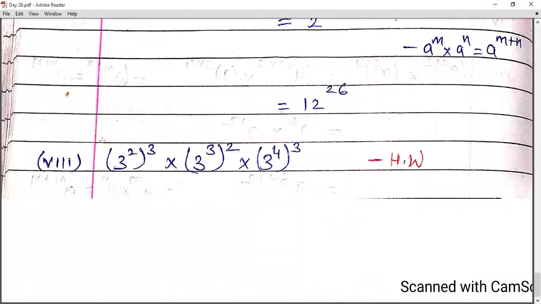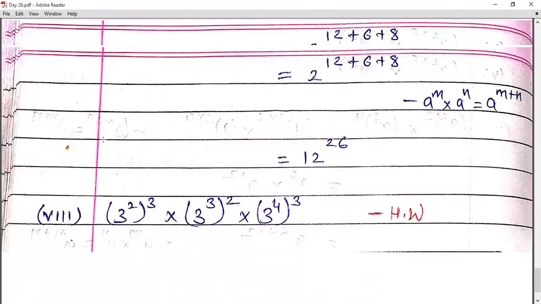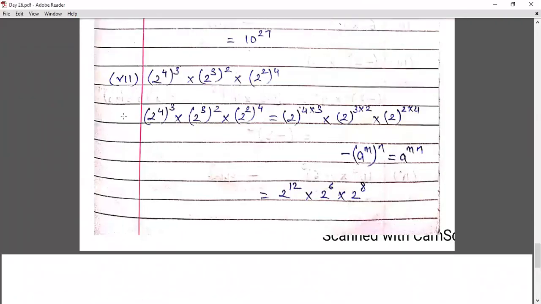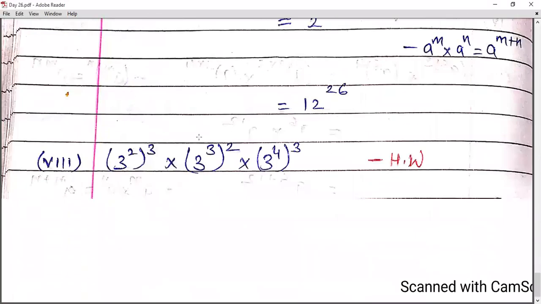Part 8, take it as a homework and try to solve it as part 7. So just taking a quick solution of it, 3 raised to 2 the whole raised to 3 will become 2 3s are 6. Here 3 raised to 3 into 2 will become 3 2s are 6. Remember 3 raised to 6, 3 raised to 6. Here 3 raised to 4 into 3 will give you 12.